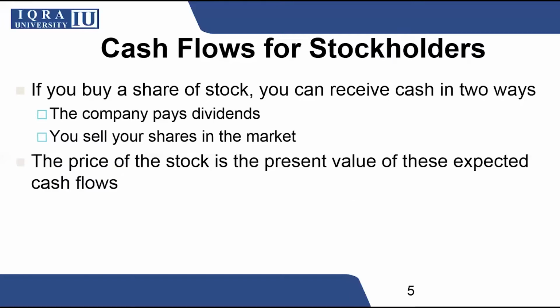This is a common feature applied all over finance: whenever you are interested in calculating the price of anything, the approach remains the same. The price of a stock is the present value of these expected cash flows. These expected cash flows are of two types: the dividend that you receive, and the price that you receive whenever you sell the stock. If you calculate the present value of these expected cash flows, then the sum of these present values will be taken as the price of the stock.